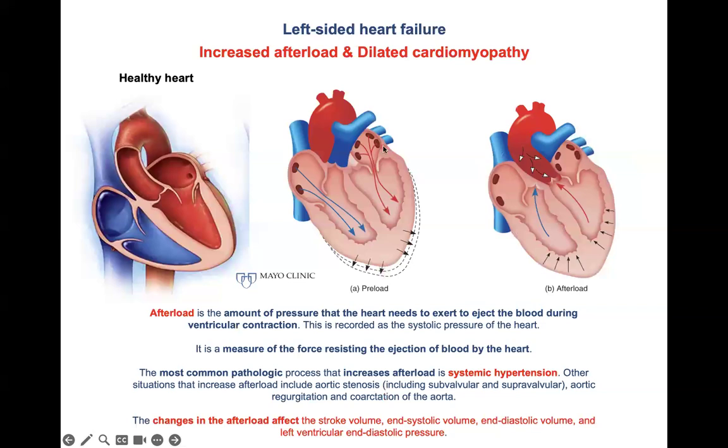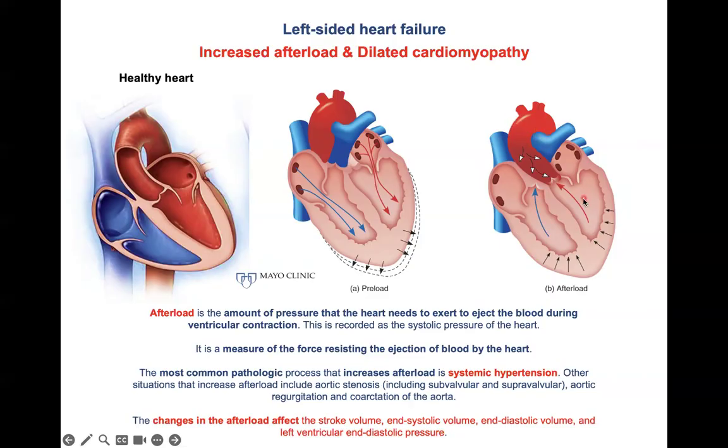Now let's take a look at left-sided cardiomyopathies, dilated cardiomyopathies. Normally, this is the consequence of increased afterload. What is afterload? Afterload is the amount of pressure that the left heart needs to exert to eject the blood during ventricular contraction. This is normally the systolic pressure. Now, let's assume that for some reason we have aortic stenosis or constriction of the arteries or arterioles downstream. This means that this already high-pressure system offers even greater resistance. This is normally referred to as increased afterload.